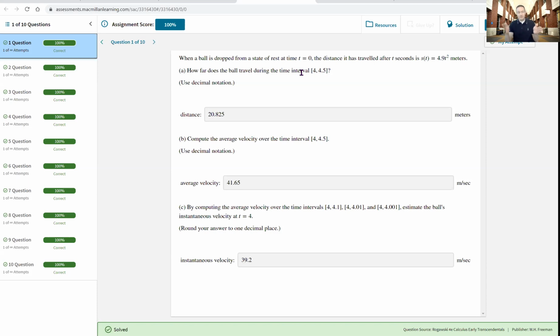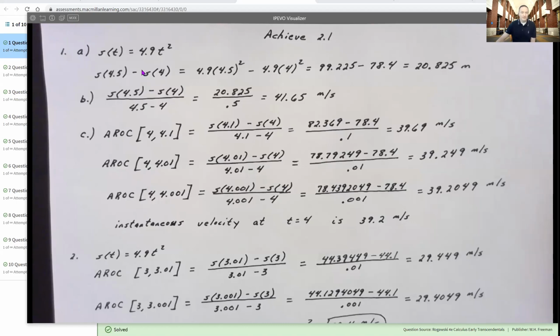Ending position is going to be the S of 4.5. Beginning position is going to be S of 4. Now, you see I already have the answer there. Where that came from is this right here. I said, okay, here's my formula. In order to find part A, the distance traveled between 4 and 4.5 seconds, I say the position at 4.5 minus the position at 4.